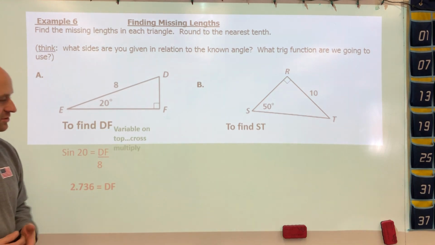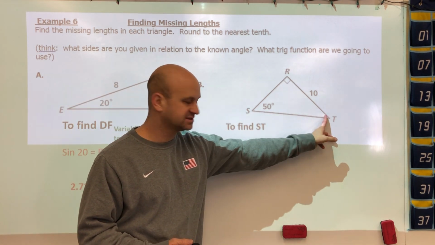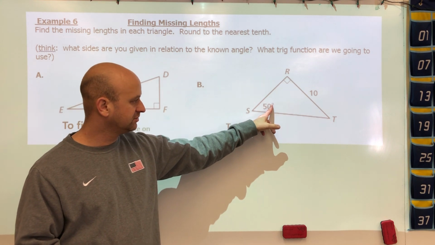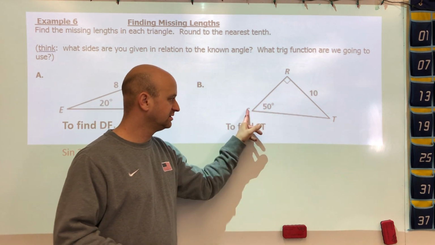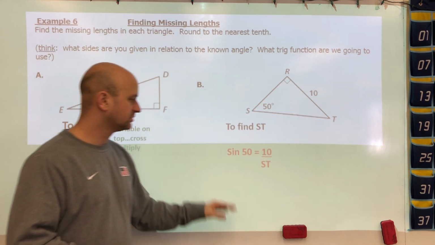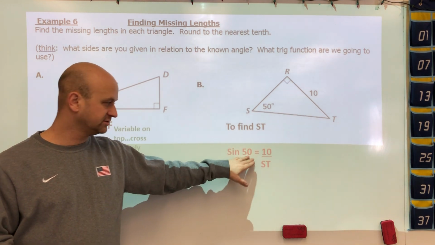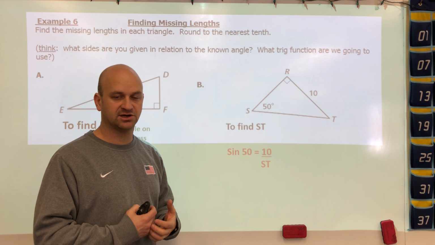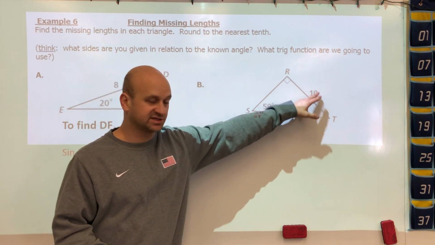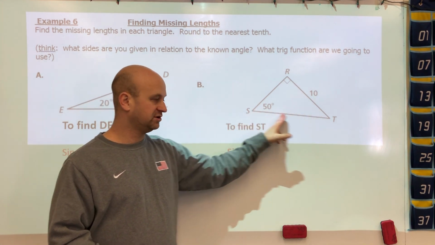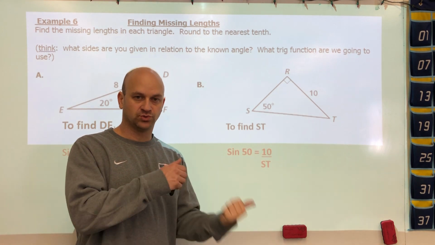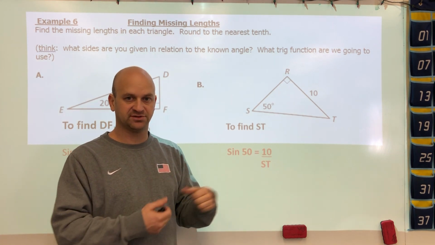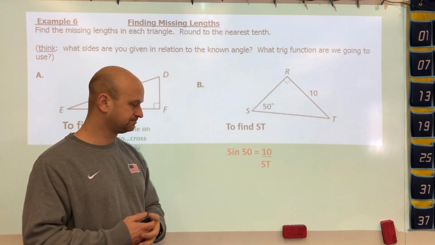All right, over here we want to find ST in this case. So based on this angle, this would be opposite, this would be hypotenuse. So our fraction would be sine of the angle is equal to 10 over ST. Again, I know some of you are thinking, how do I know to use sine? Well, it's because we're given the opposite and we want to find the hypotenuse. So we have O and H that we're dealing with, and so that's why we use sine.